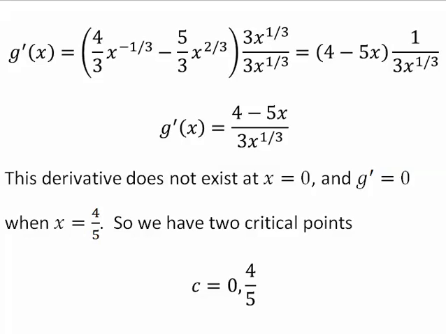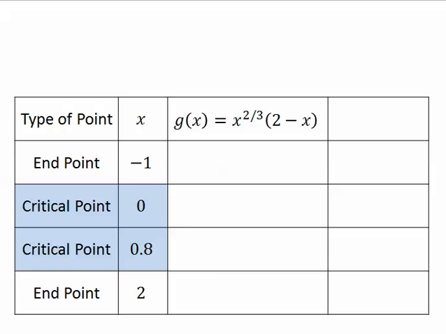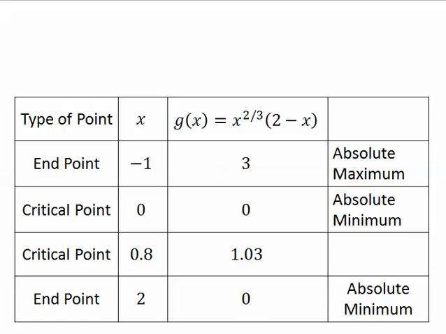So we set up our table. We've got two critical points. I wrote 0.8 instead of 4/5. Just wanted to show you I switched over to decimal notation. And two endpoints. And I evaluate all of these points using my function. So what's my function at each one of these points? Then I find my highest and my lowest.